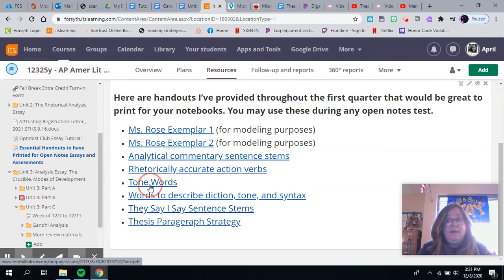Now, of course, in the Gandhi piece, at the end, when he starts getting really kind, he's kind throughout. So you could talk about that kind tone and how it helps build that bridge, but there's only so much you can say about that. Here are some words to describe diction. Again, you need to be careful about the way you choose your words.